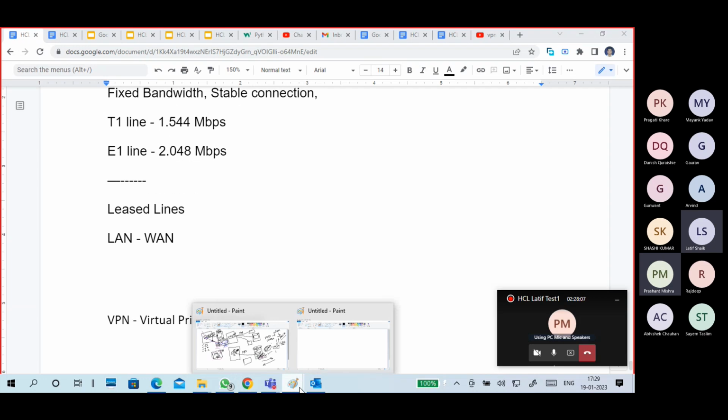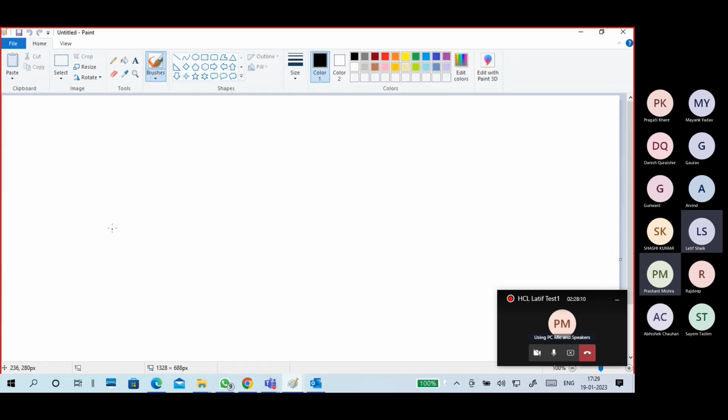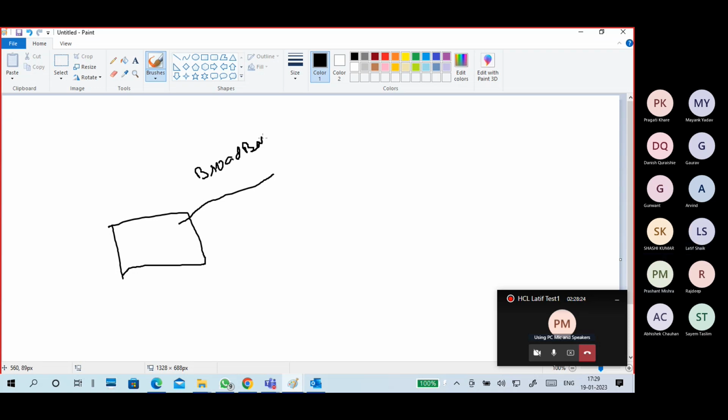Okay, I will tell what this leased line is, guys. You are getting internet from your ISP anyway. You are getting an internet broadband connection, right? We are using broadband connection. So broadband means up to 50 Mbps, up to 100 Mbps, up to 150 Mbps, up to 10 Mbps. What does this up to mean?